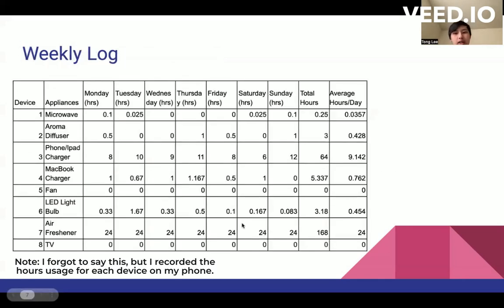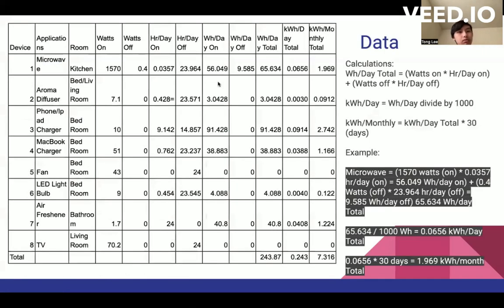Here's my weekly log of how many hours I use each device and appliance per day. You can stop and take a look at this. And here's my data, which you can also stop and look at to see how much energy I'm using. Here are also the calculations I did for each one, and here's an example of it. But the most important part is that I use about 7.3 kilowatt hours per month.